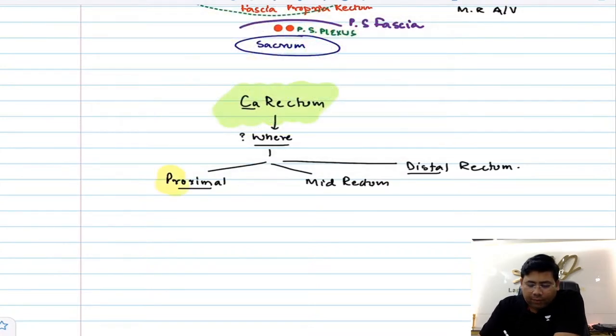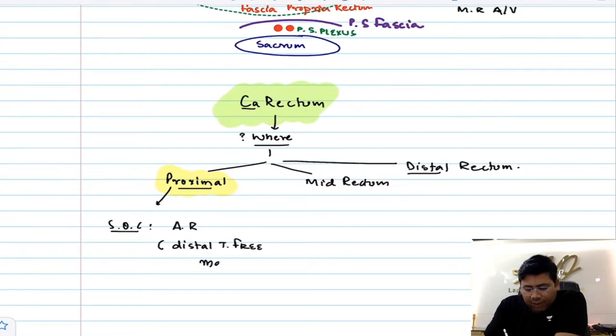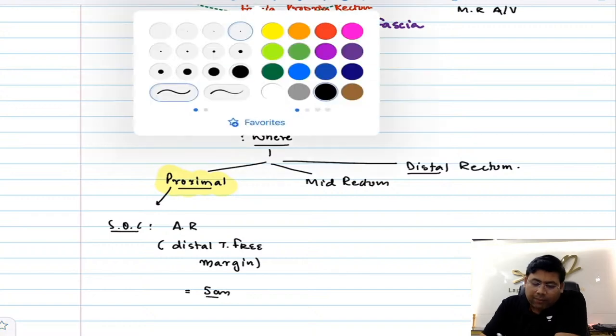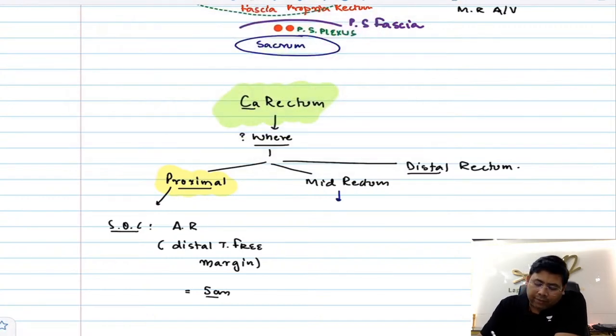If you talk about the proximal rectum, the next thing is the surgery of choice. The surgery of choice will be anterior resection, and this is very important: what is the distal tumor free margin? The distal tumor free margin in this case has to be what, students? Has to be 5 centimeters. Now for the growths in the middle rectum, the surgery that we do is LAR. When you talk about LAR, the distal free margin is 2 centimeters.